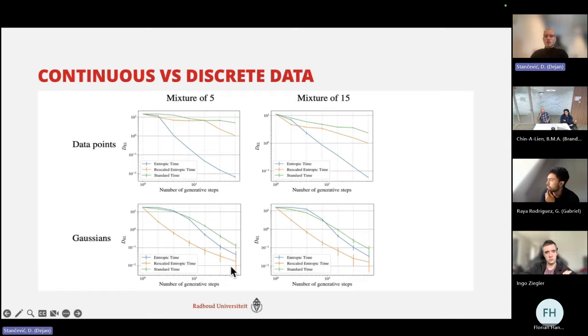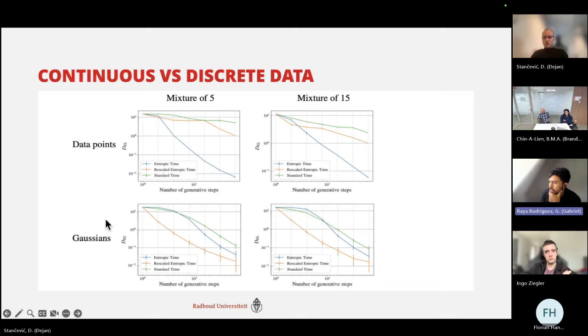But you can see that as you increase the number of generative steps, they're actually converging. I mean, in the end, they should all converge, right? If you take 1,000 generative steps, yes.